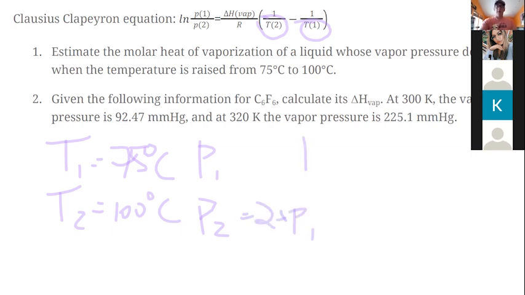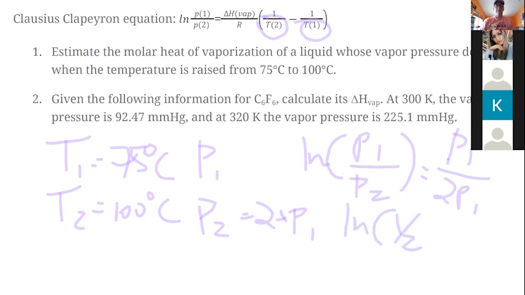So the ln of P1 over P2 is 1/2, right? Because we have P1 over 2P1, so that's 1/2. So what is the ln, natural log? You know what the ln means, right? It means natural log. Is that new information for folks? Do you know how to find the natural log of something? Yeah. Okay, good.